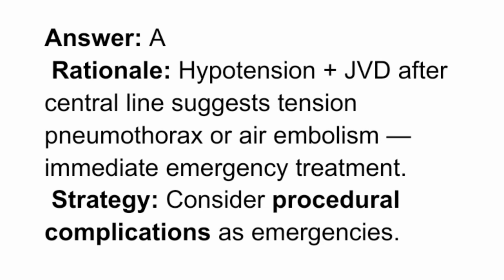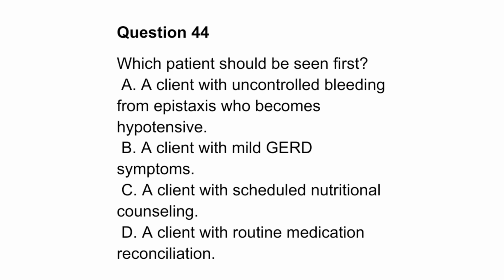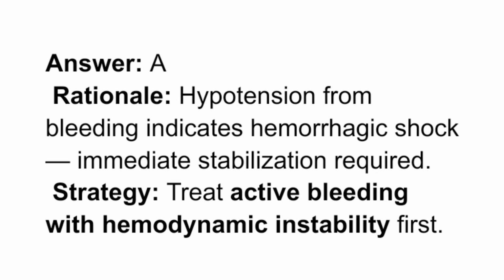Strategy: consider procedural complications as emergencies. Question 44. Which patient should be seen first? A. A client with uncontrolled bleeding from epistaxis who becomes hypotensive. B. A client with mild GERD symptoms. C. A client with scheduled nutritional counseling. D. A client with routine medication reconciliation. Answer: A. Rationale: hypotension from bleeding indicates hemorrhagic shock, immediate stabilization required.